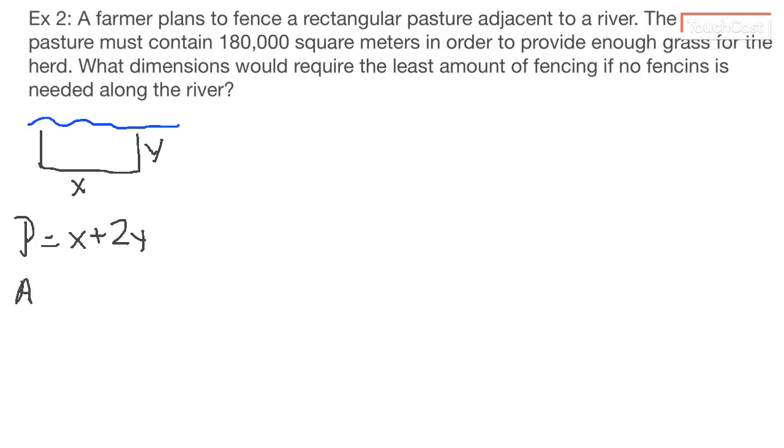We also need to keep in mind that there's an area, and the area of any rectangle is when we multiply the sides. But the area of this needs to be 180,000. So we can say 180,000 is equal to x times y. Let's solve that equation for y. If we divide by x, we get y equals 180,000 divided by x.